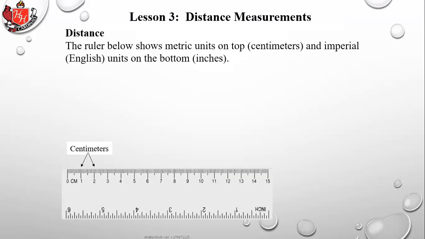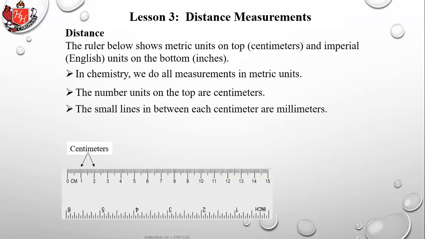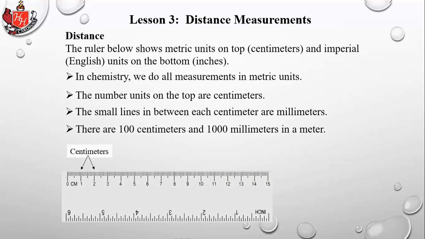So the ruler below shows metric units on top and imperial English units on the bottom, which are inches. In chemistry, we do all measurements in metric units. The number of units on the top are centimeters. The small lines in between each centimeter are millimeters. And there are 100 centimeters and 1,000 millimeters in 1 meter.